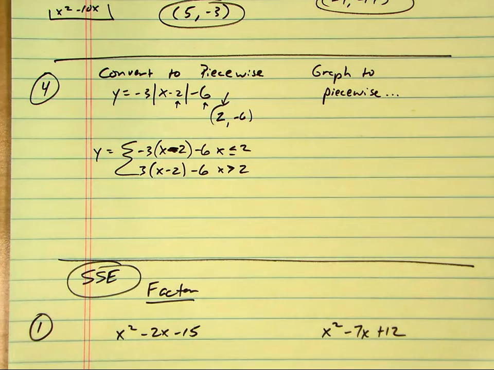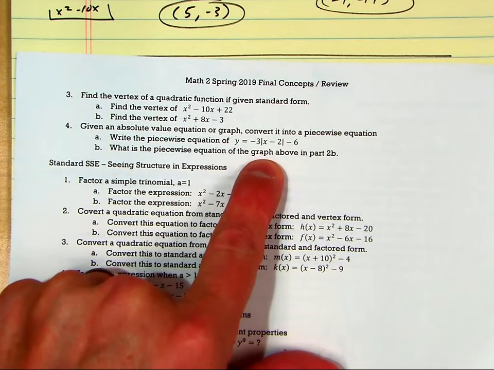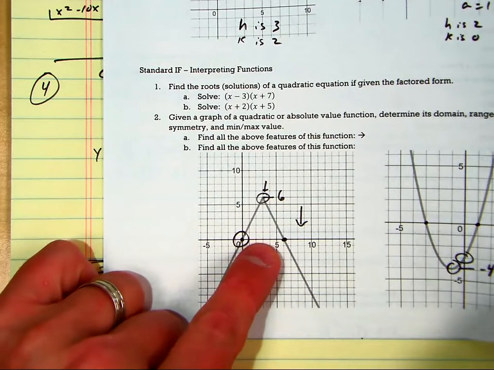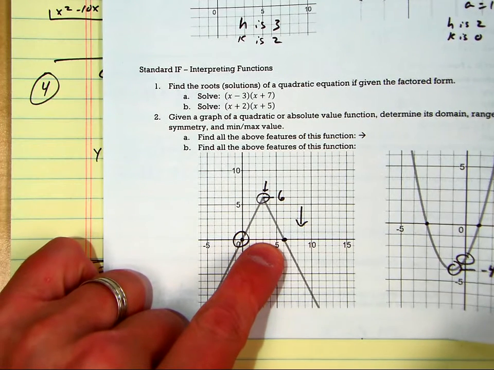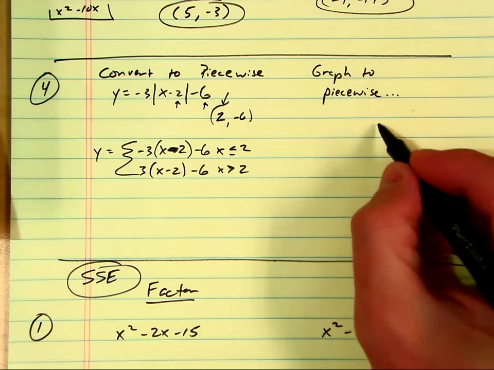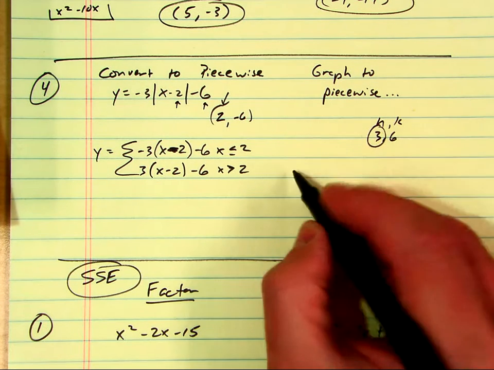Okay? Now, the other one says piecewise of the graph in part 2b. So let's look at part 2b, which is actually this one. It looks like the vertex is at (3, 6). Do you guys all see that? Okay, so let's say h and k is (3, 6). That's going to be our breakpoint.